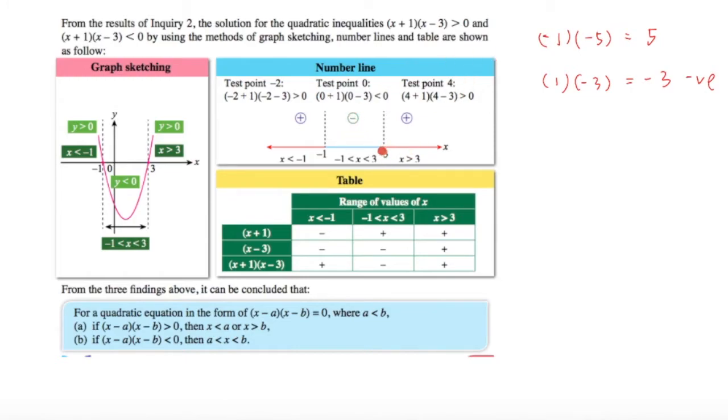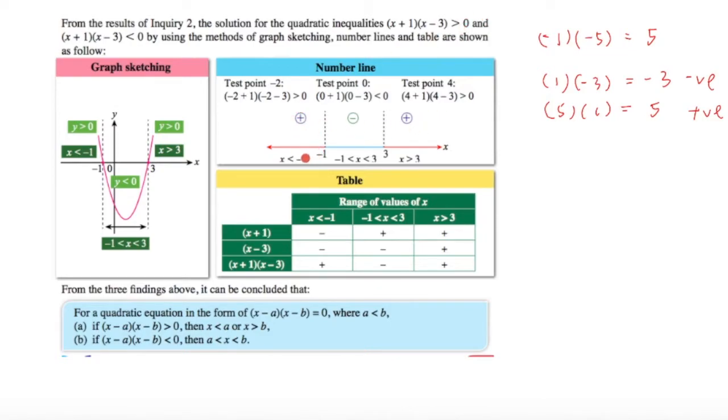Okay, test point more than 3. Maybe you put 4. 4 plus 1 is 5. 4 minus 3 is 1. Answer is 5, meaning answer positive. So you answer positive here. Right. That means it is more than 0. If it's more than 0, your answer is positive here.